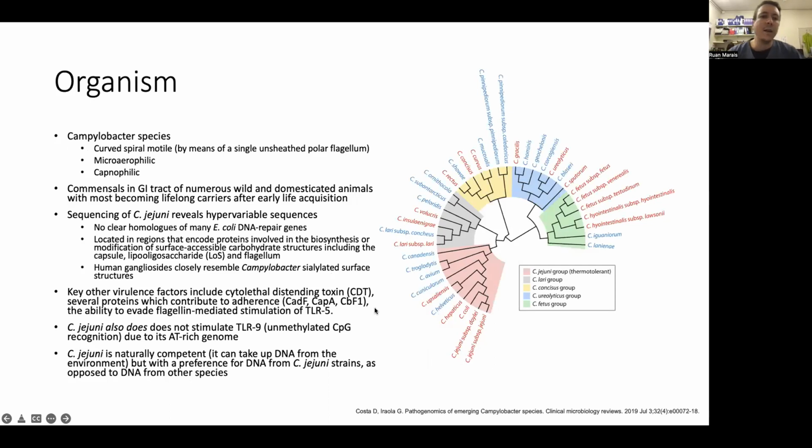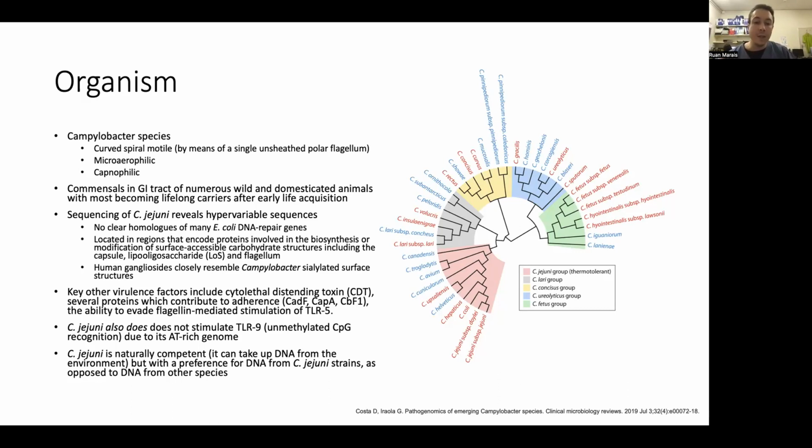So just in terms of a little bit of background on the organism, the Campylobacter species are curved, spiral, motile organisms that are microaerophilic, so they don't like too much oxygen, and they're capnophilic, so they like to grow in CO2-enriched environments. They're commensals of the GI tract of wild and domesticated animals, who generally get it early and are lifelong carriers. Relevant virulence factors: Campylobacter jejuni has hypervariable sequences, especially in the areas of the surface accessible carbohydrates. So it has a very variable surface, which has implications for immune evasion.